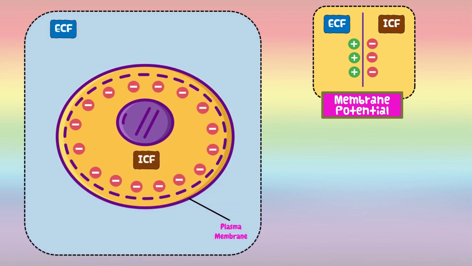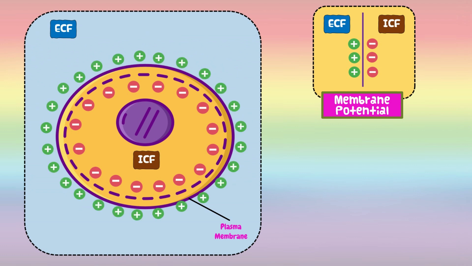For example, if the inside of a cell has a net negative charge with respect to the outside, as is generally true, there will be an electrical force attracting positive ions into the cell and repelling negative ions. Even if no difference in ion concentration existed across the membrane, there would still be a net movement of positive ions into and negative ions out of the cell because of the membrane potential.